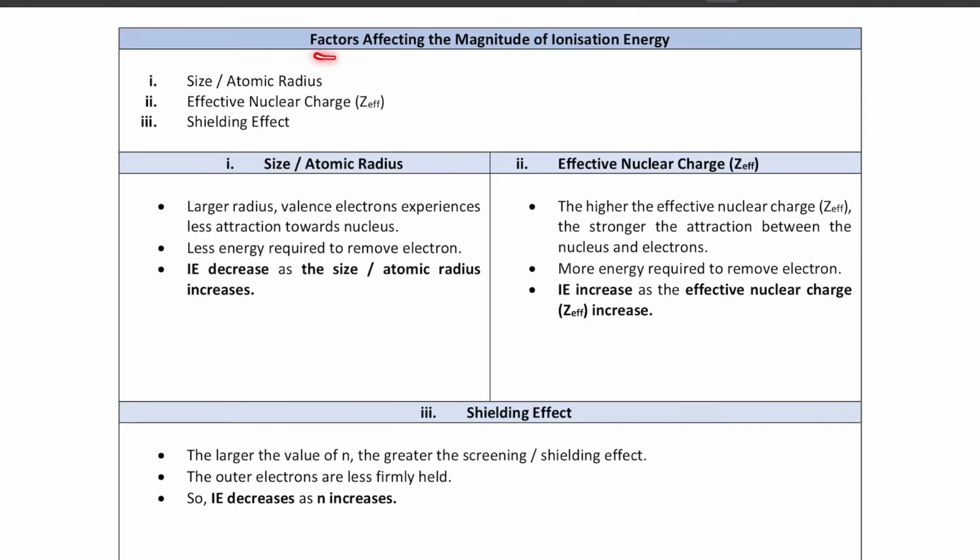Okay, so now let us look at the factors affecting the magnitude of ionization energy. That means apa benda yang mempengaruhi nilai ionization energy tu. Okay, so ada 3 factors yang mempengaruhi value ionization energy, and that's size or atomic radius, and then effective nuclear charge, ZEF, and shielding effect. Okay, so kita tengok macam mana size ataupun atomic radius ni mempengaruhi ionization energy. Okay, so dia kata the larger the radius, the valence electron experience less attraction towards the nucleus. Okay, so less energy is required to remove the electron and ionization energy will decrease lah.